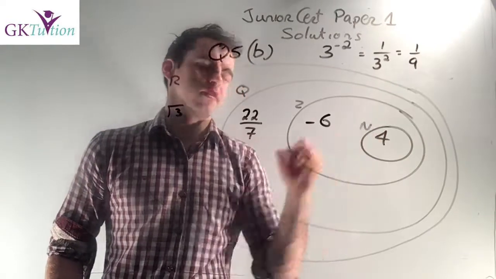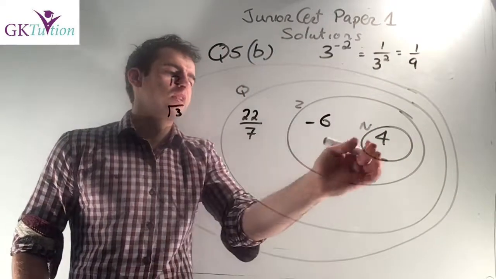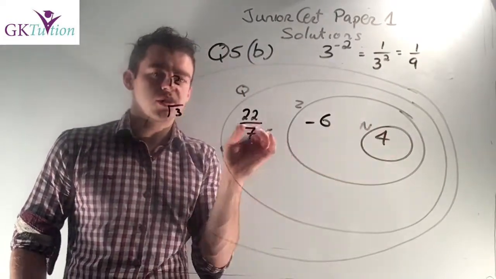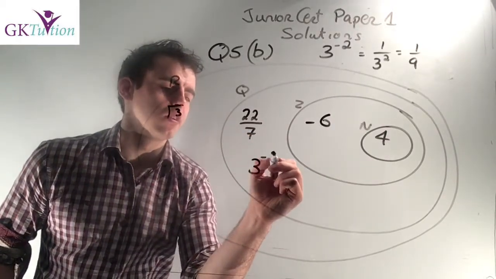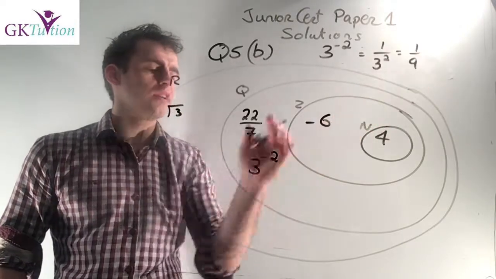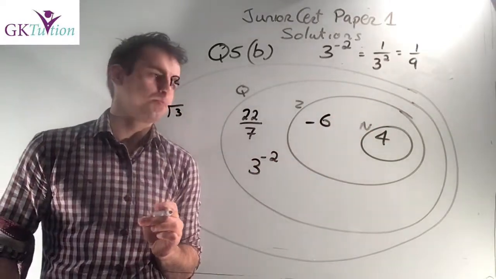So that's just 1/9. Again, here I'm dealing with something that's clearly not natural or an integer because it's not a whole number, but it can be written as a fraction, so that means it's rational. You can't write it as 1/9, you have to write it as 3 to the power minus 2.